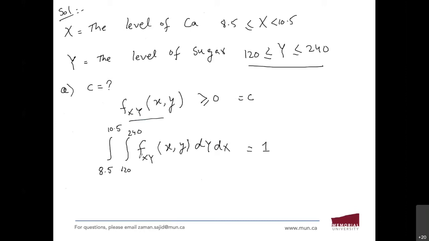Now we know this f is equal to our c, as given in the question statement. So this is c of d of y into d of x, with the integral limits 8.5 to 10.5 and 120 to 240, which is equal to 1. Now I can solve this equation and find the value of my c. Folks, I need to go to the next slide, please.